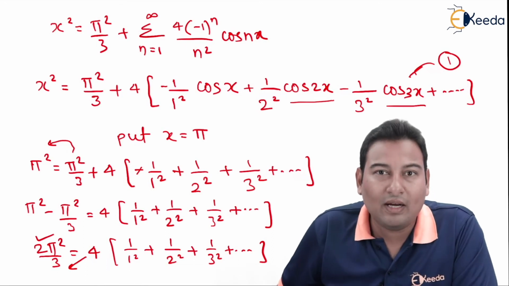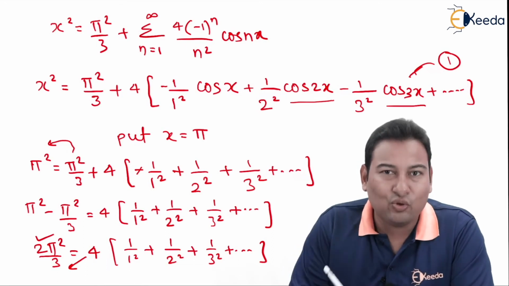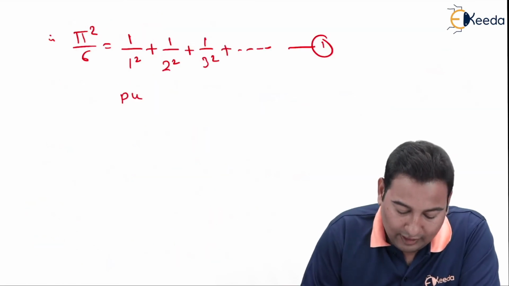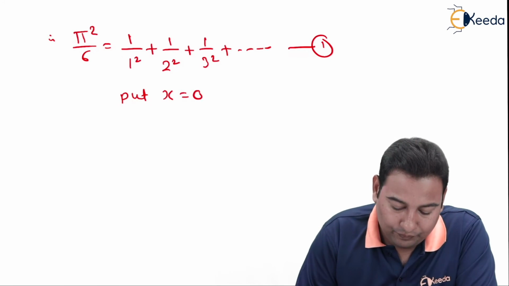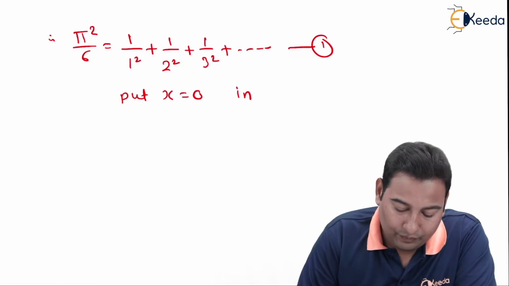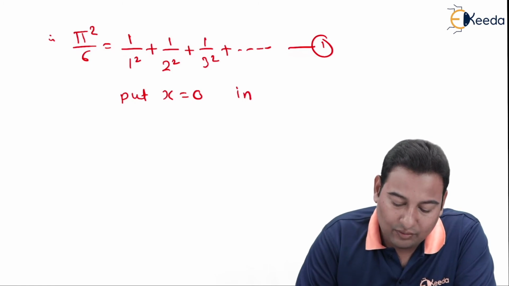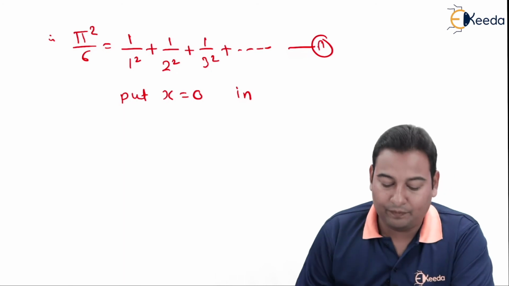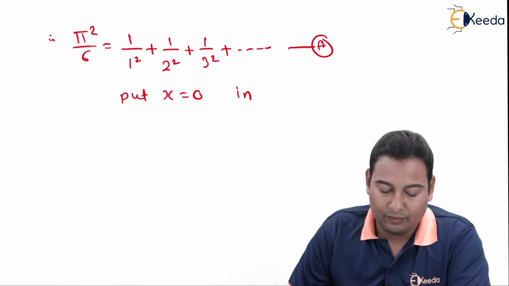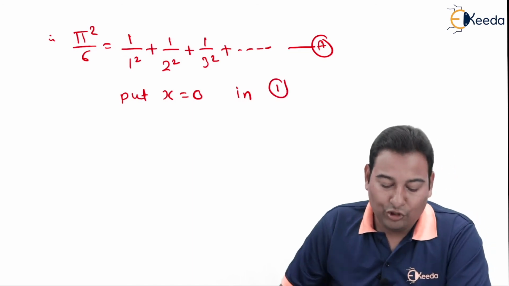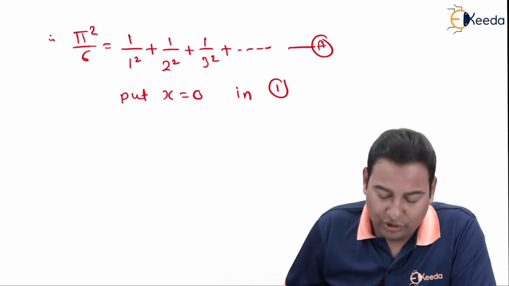In equation number 1, if I put x equal to 0, let's try doing it. Put x equal to 0 in equation number 1. Let's name it as A.